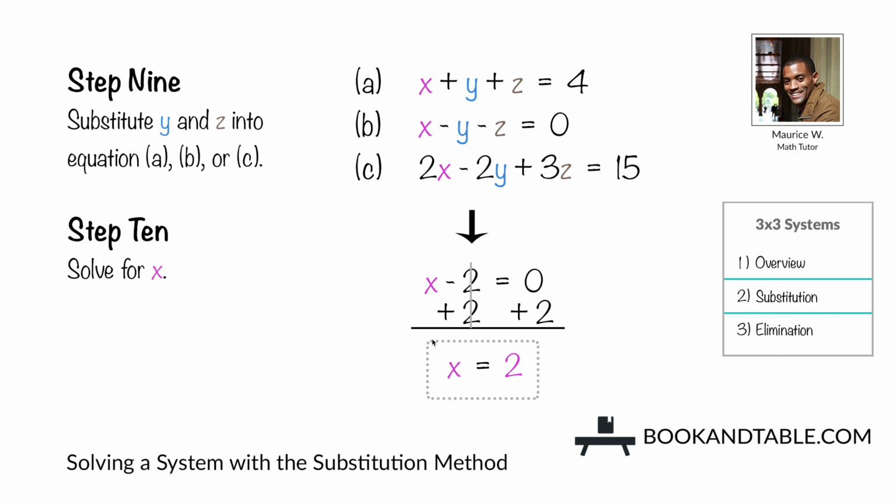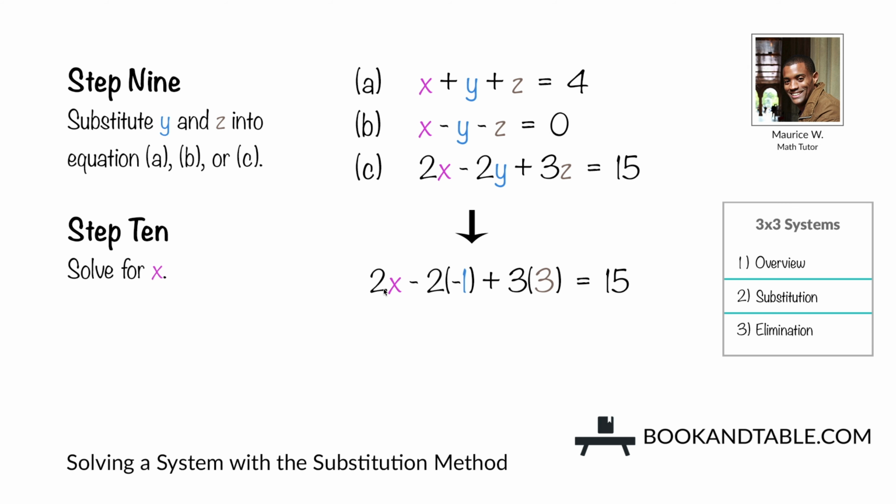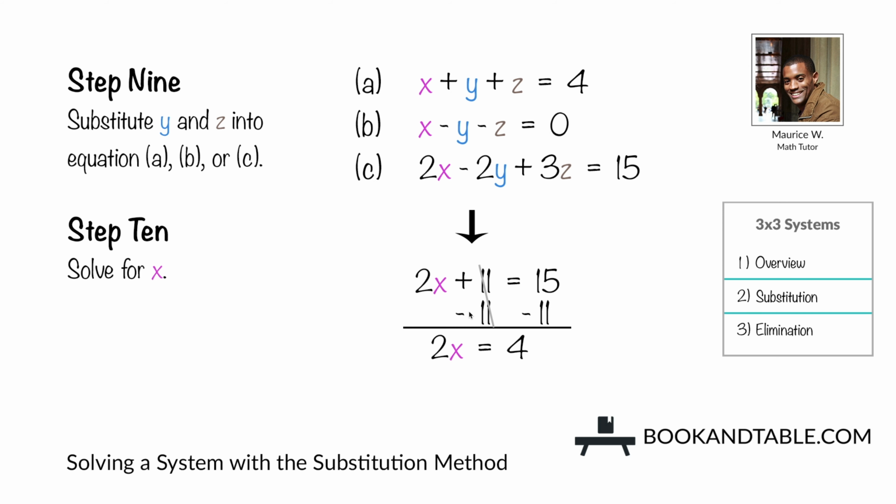Same thing if we plug them into equation C, we would get 2x minus 2 times -1, which is positive 2, plus 3 times 3, which is positive 9. 2 plus 9 is equal to 11. So we get 2x plus 11 is equal to 15. And now we want to subtract 11 from both sides, showing us 2x is equal to 15 minus 11, which is 4. And to remove this coefficient of 2, we divide both sides by 2, showing us x is equal to 4 divided by 2, which would be positive 2.